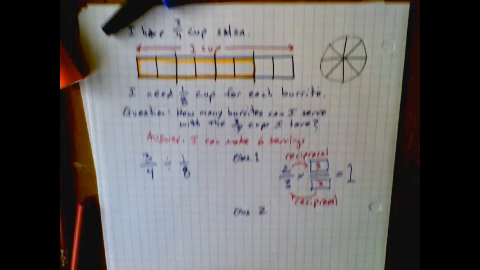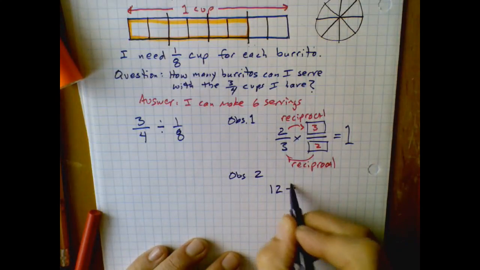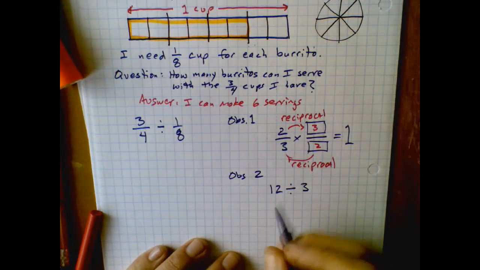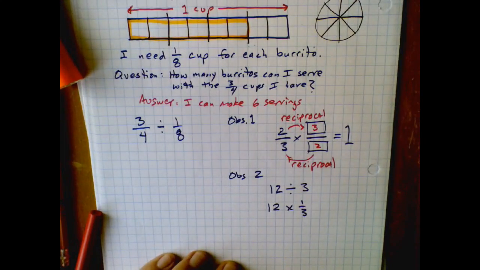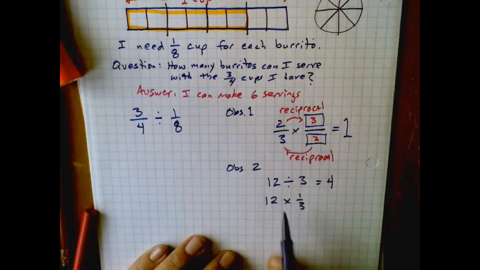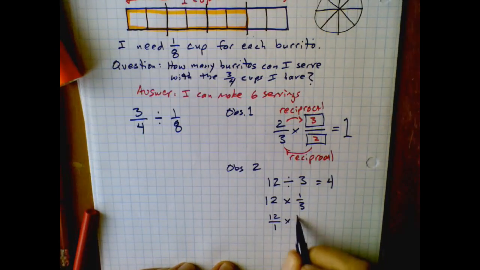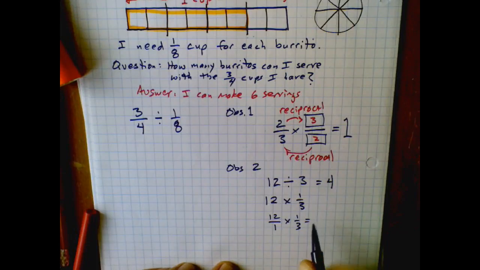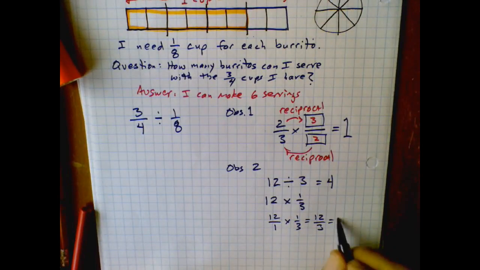And it comes by way of doing a little problem here. I want to compare 2 problems: 12 divided by 3, with 12 times 1/3. Now, 12 divided by 3 is 4. And 12 times 1/3 is something we've done recently. I can change this whole number into a fraction by writing it as 12/1 times 1/3, and then I simply multiply across. 12 times 1 is 12, 1 times 3 is 3, and 12/3 is the same thing as 12 divided by 3, which is 4.